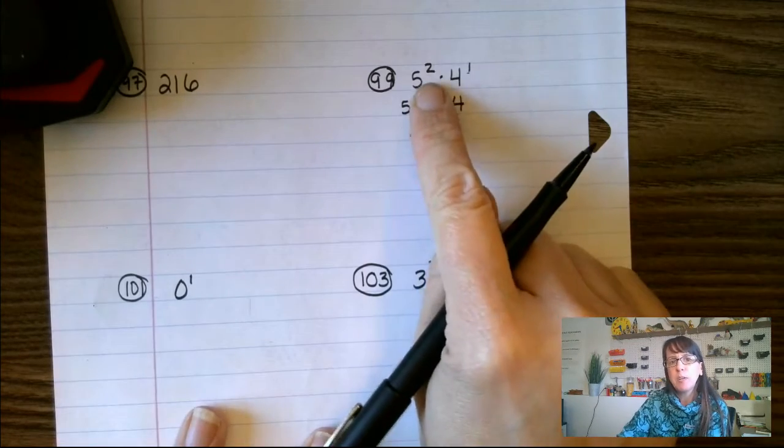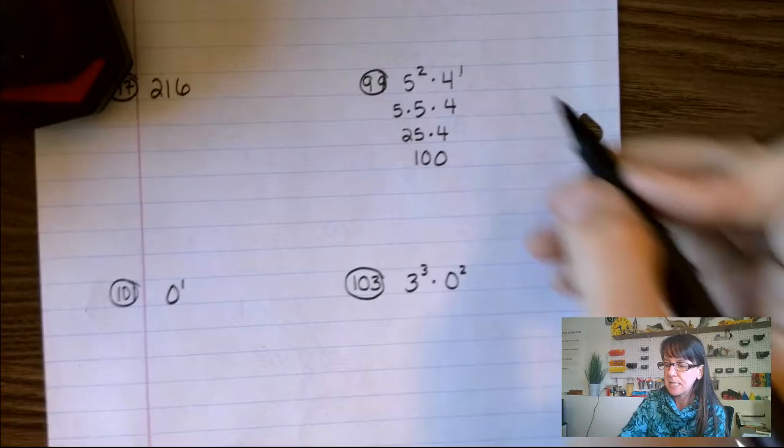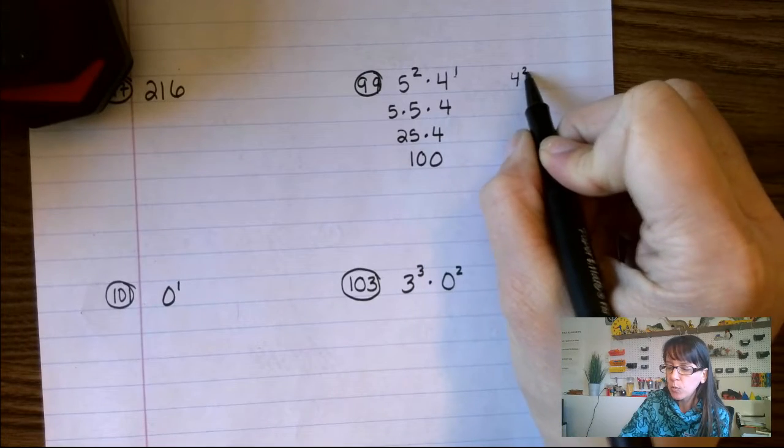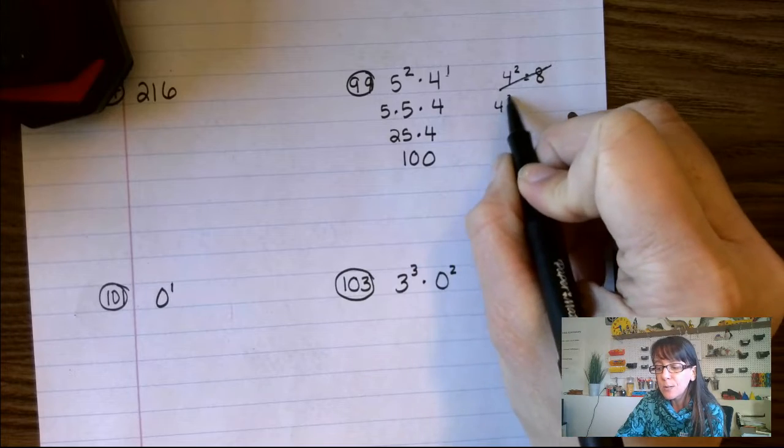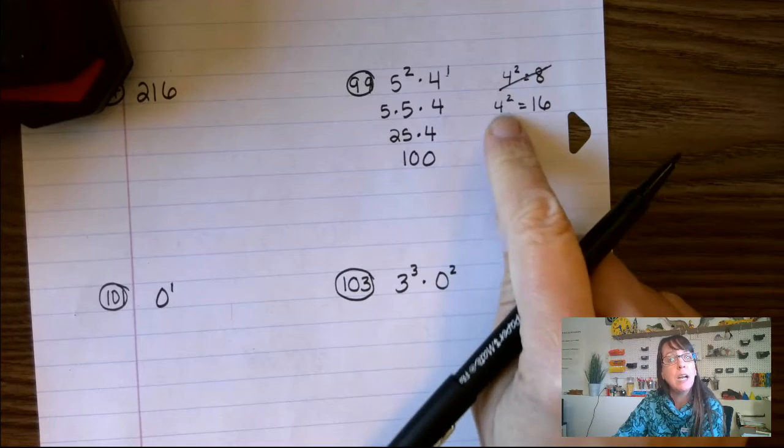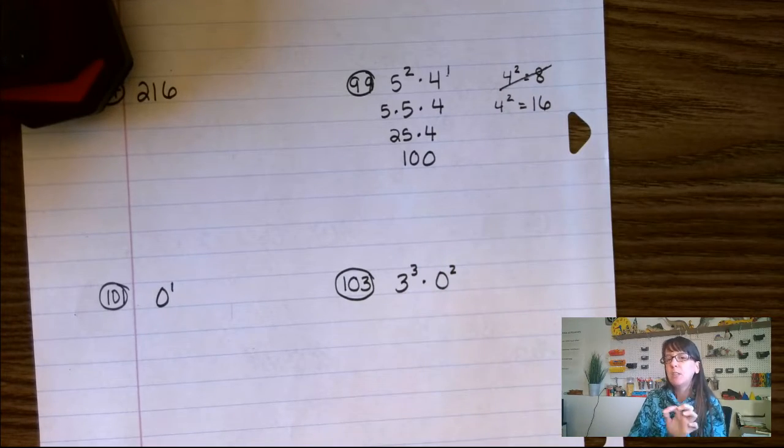So these exponents, you got to be real careful. A lot of kids make that mistake. They say, oh, hey, 4 squared is going to be 8. Absolutely not. 4 squared is going to be 16 because it's 4 times 4. So be very careful and diligent about that.